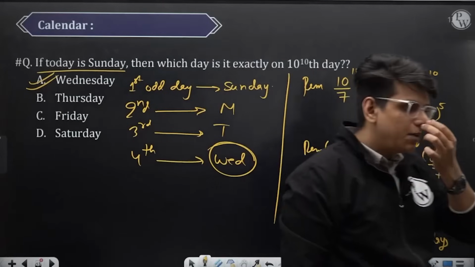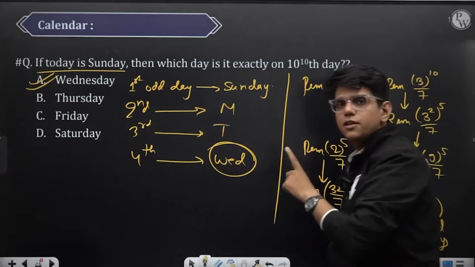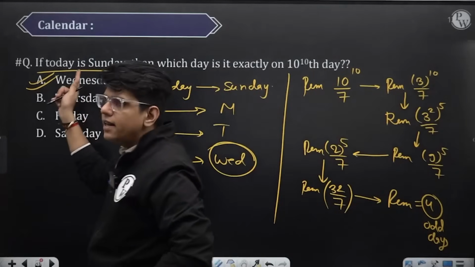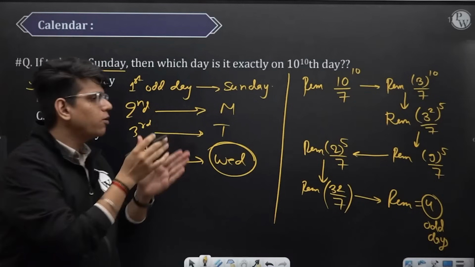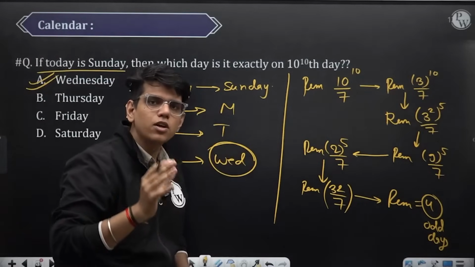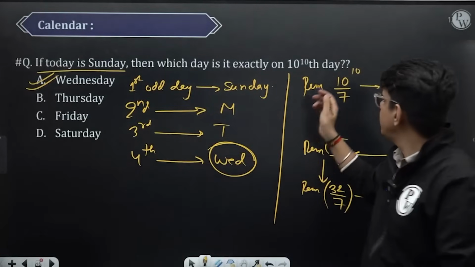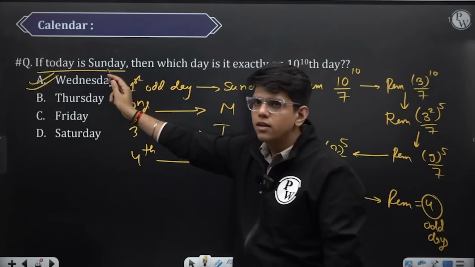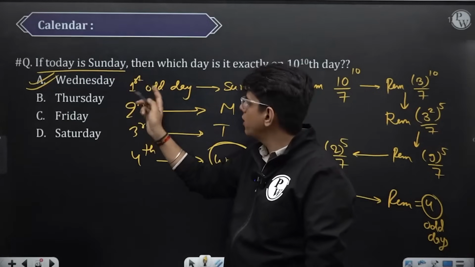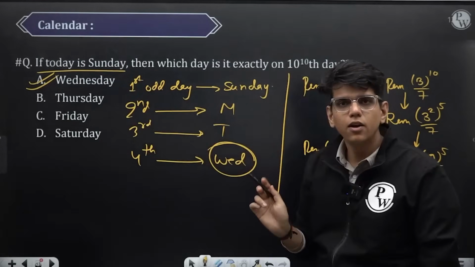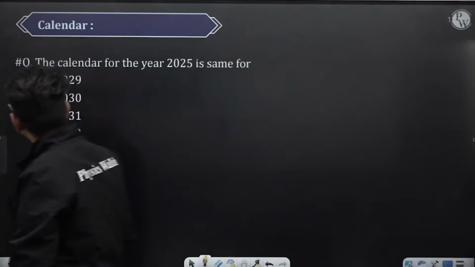The important thing to know here is that the first day was Sunday and that day is included. We are not going from one date to the next day and calculating the odd days for those days only. Here in 10 to the power 10, this day is included. So in such questions, you have to take the first odd day as Sunday. Okay, next, let's see.